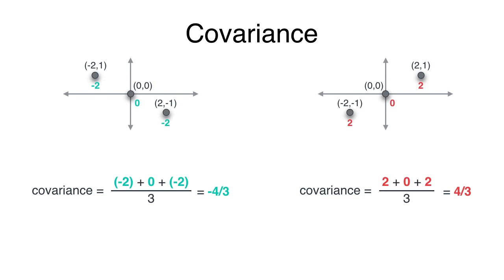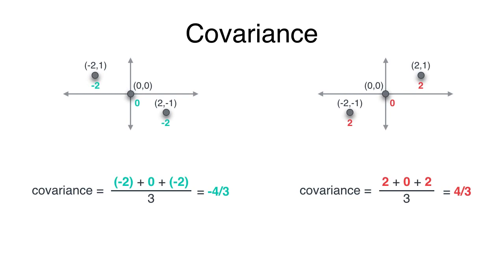If you heard the term correlation, that's also very related to this. The points on the left are negatively correlated and the ones on the right are positively correlated. Because in the ones on the left, as the x direction grows, the y direction decreases, whereas in the ones on the right, as the x direction grows, the y direction grows as well.